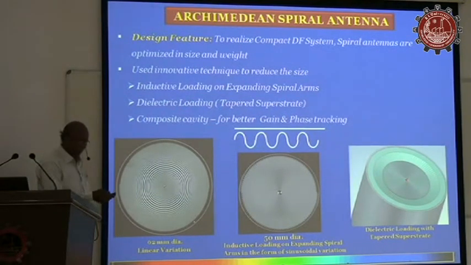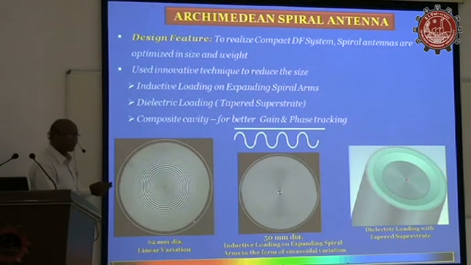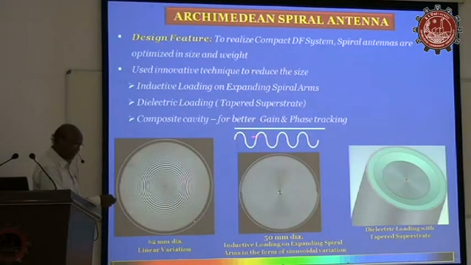So another important design we have introduced: this is the conventional spiral without anything, because nowadays the requirement is coming that the antenna should be smaller. How can we reduce the antenna dimensions? There are two methods available. One is inductive loading and another is dielectric loading. Inductive loading is achieved by using sinusoidal modulation on the outer expanding arms.